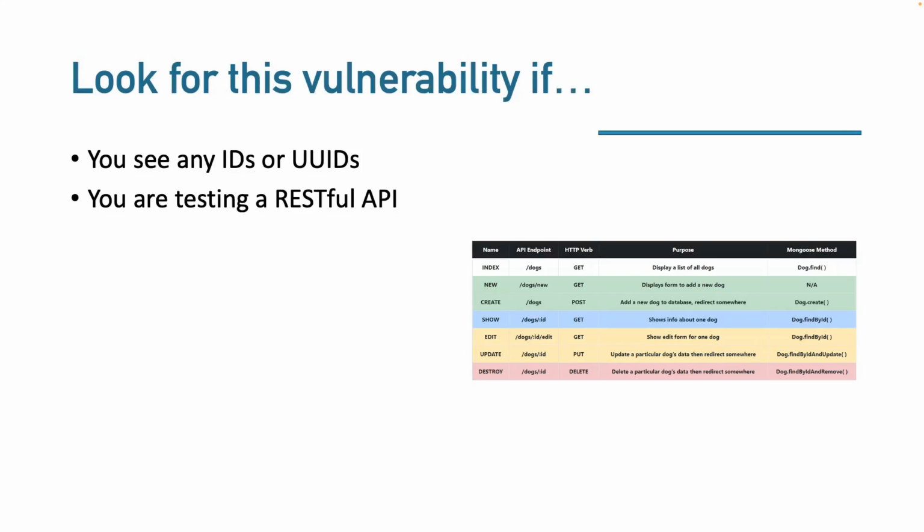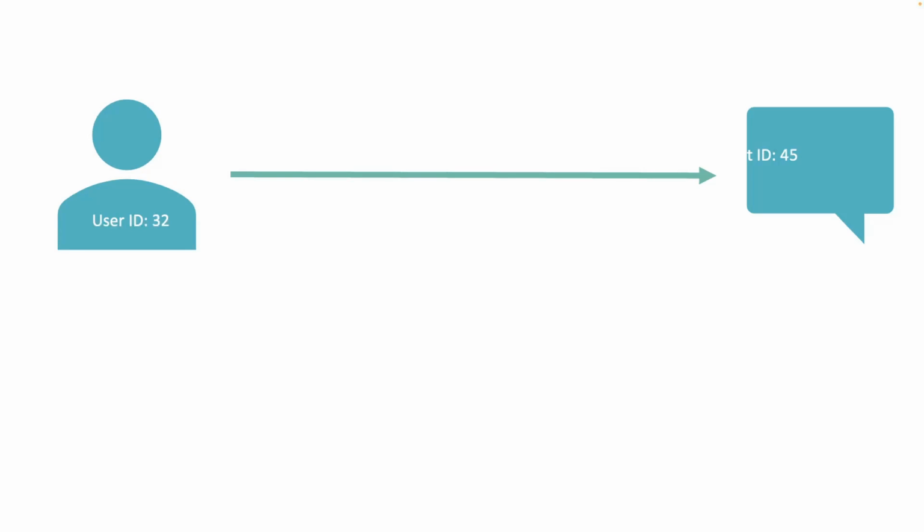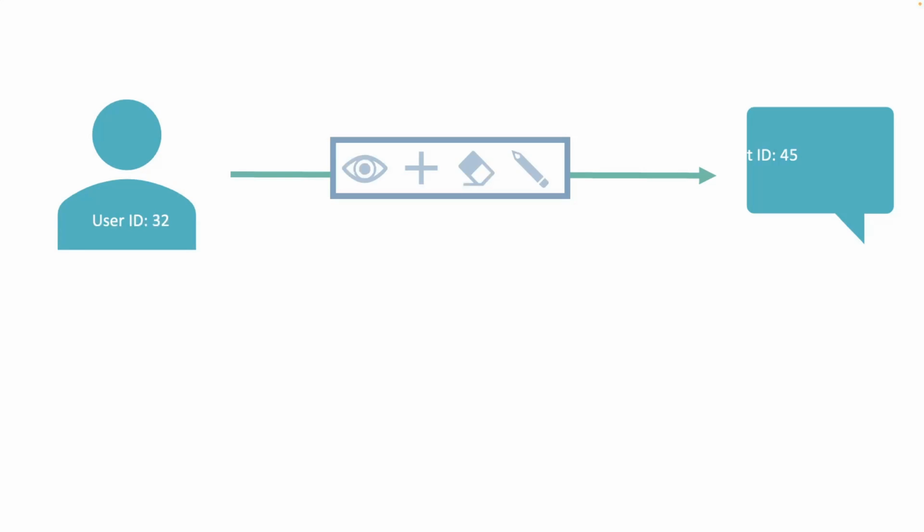When should you be on the lookout for this vulnerability? If you ever see any IDs or UUIDs, or you're testing a RESTful API, keep this vulnerability in mind. So how does it work? You have a user and that has a user ID, and maybe they start a post and that has an ID, and you can start to define what that user can do to that particular ID. Because they've made that post, they can read it, they can create new posts, and they can update or delete an existing post.